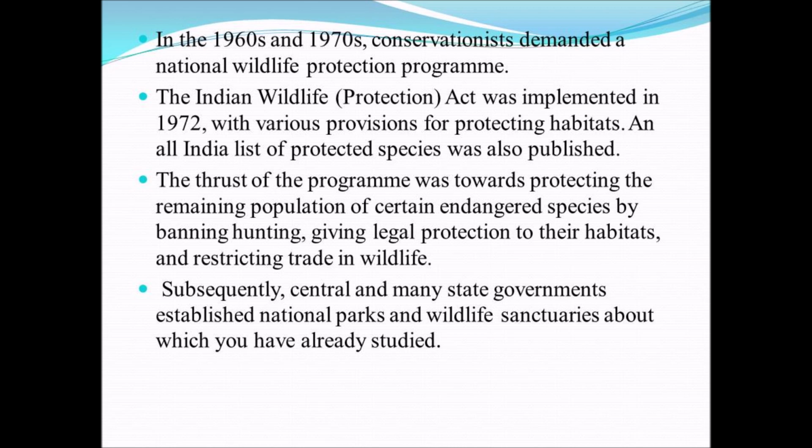As you can see here, in the 1960s and 1970s, conservationists demanded a national wildlife protection program. So in India, they announced a program called the Indian Wildlife Protection Act, and this was implemented in 1972 for protecting the habitats. An all India list of protected species was also published, and this program was announced for protecting the remaining population of certain endangered species. We have already seen in the last class what the endangered species are. So this program was announced for the protection of endangered species by banning hunting, giving legal protection to their habitats, and restricting trade in wildlife.